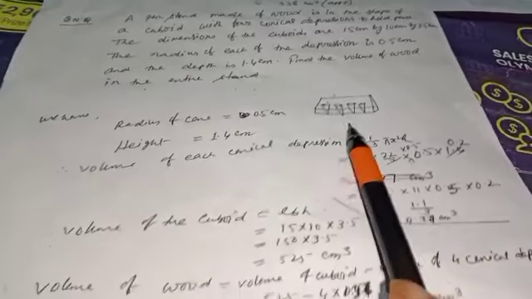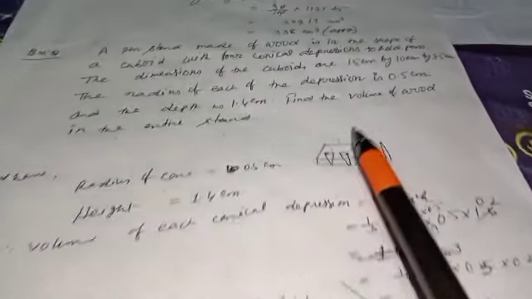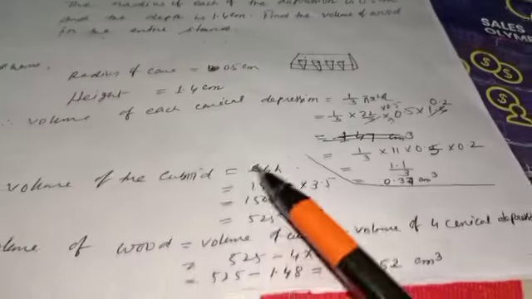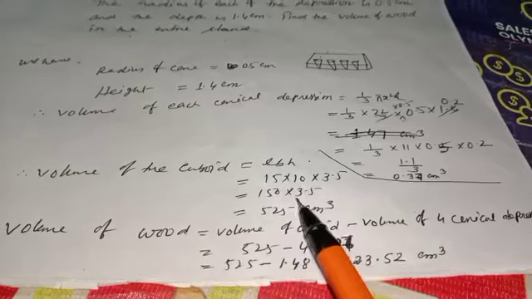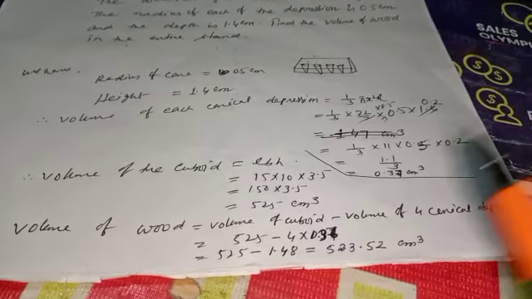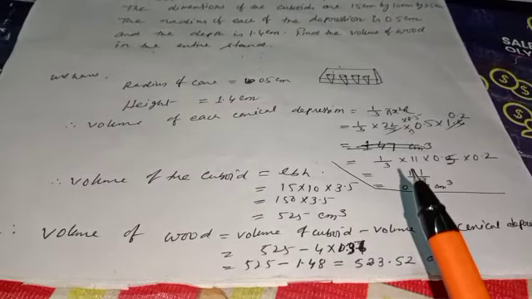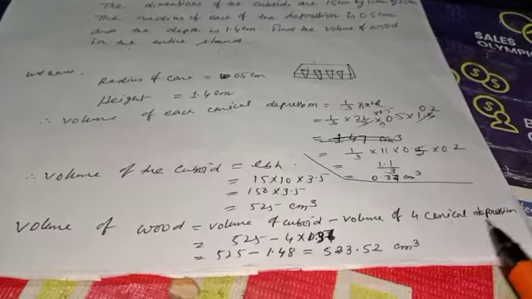Now the volume of the cuboid, this one. Volume of cuboid is l b h. So l is 15, as given in the question, 15 by 10 by 3.5. So 15 into 10 into 3.5, 150 into 3.5, 525 centimeter cube. And then there are 4 conical depressions you need to cut out. So volume of wood is equal to volume of cuboid minus volume of 4 conical depressions.